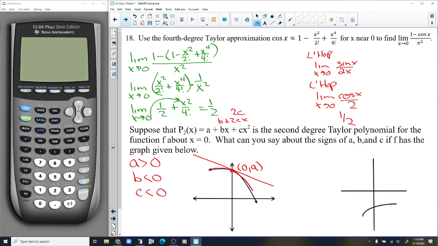So it's all about derivatives there and what the derivatives mean. First derivative is slope, second derivative is concavity. So here a is less than 0. Slope seems to be positive, and the concavity again seems to be down. So c is less than 0.